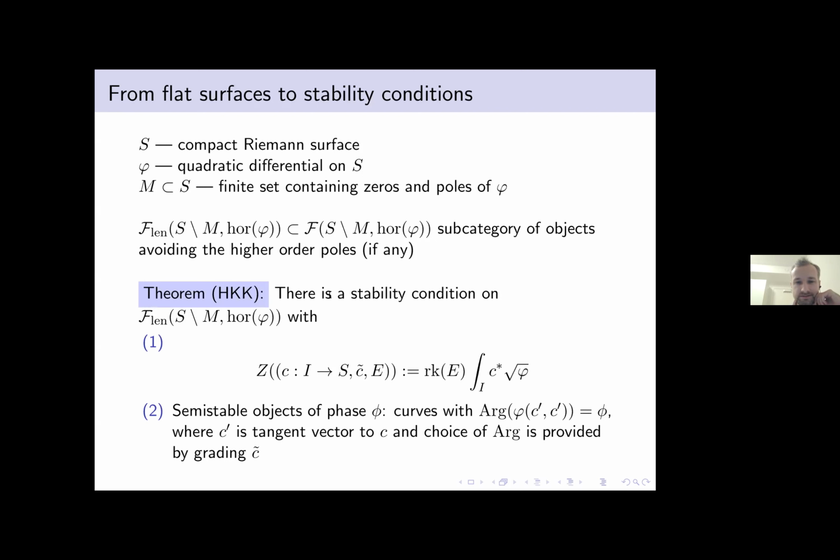So then the first part of our main result is to construct a stability condition on this subcategory, where the central charge is given by just integrating the square root of this quadratic differential. And the choice of square root is encoded in the grading structure in some sense, and also orientation. There's some way to make sense of it: there's no sign ambiguity here, everything fits together to eliminate all sign ambiguities.